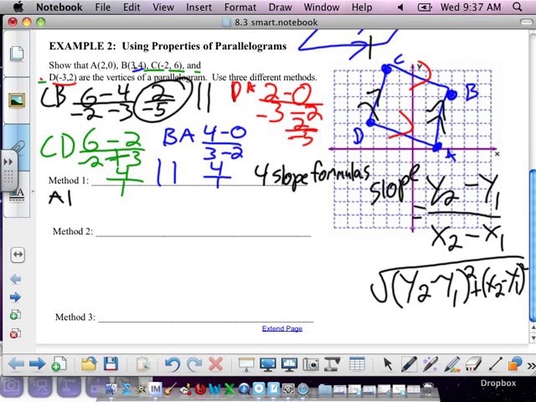A to B. So I'm going to put in my formula, I'm going to put the square root button. Then I'm going to put in parentheses y2, so that's 4, minus y1, which is 0. And I am going to square that. So this is for A to B, yep. And then I'm going to add that to.